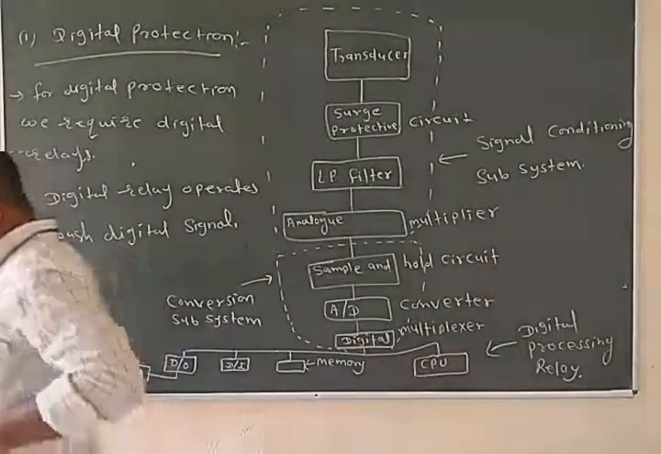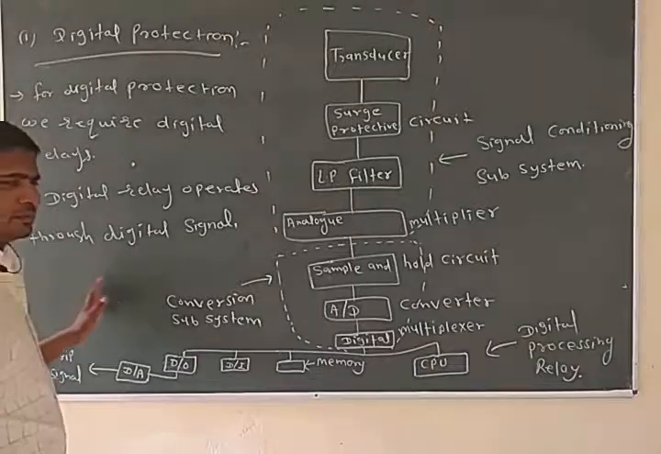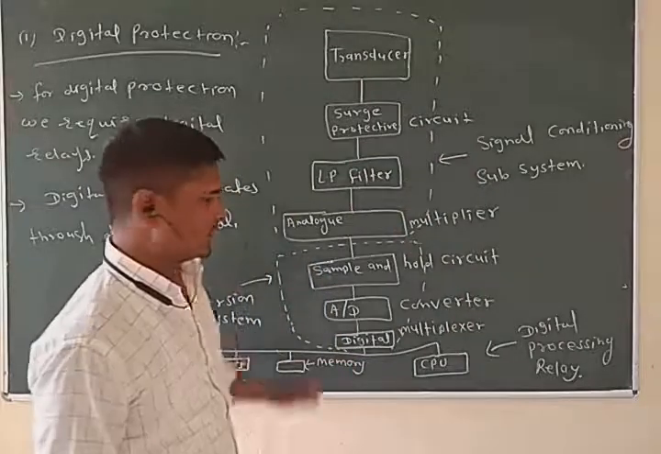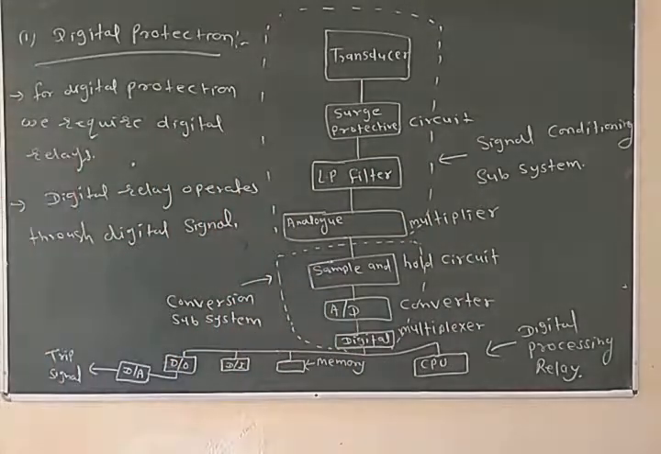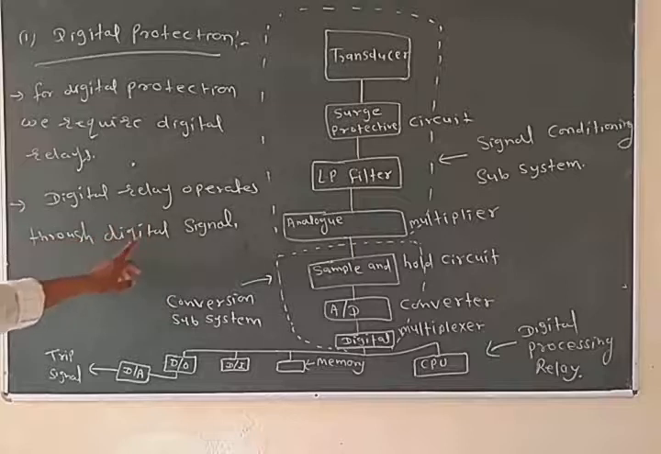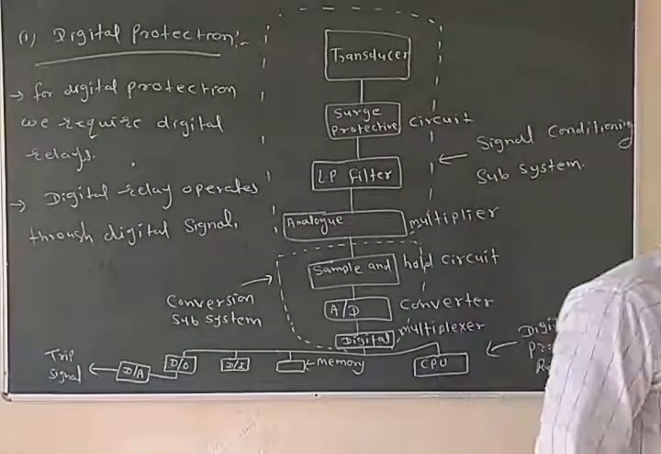But in a power system, all the equipment works on AC supply. From the generating station, through the transmission system, to the load center, we transmit AC power from generator to load. Now we have to provide protection through a digital relay, so we require a digital signal. For that, we convert our AC signal into a digital signal.